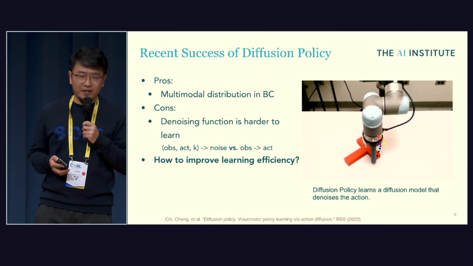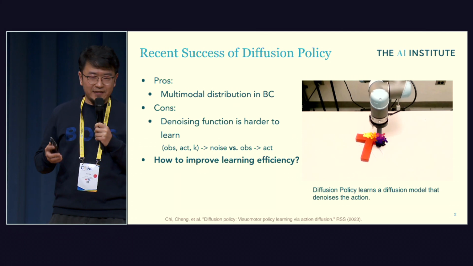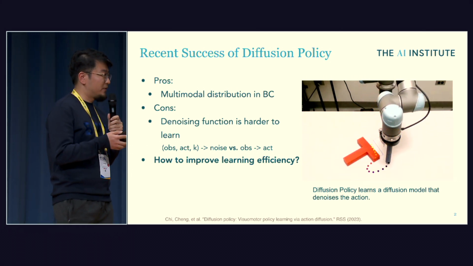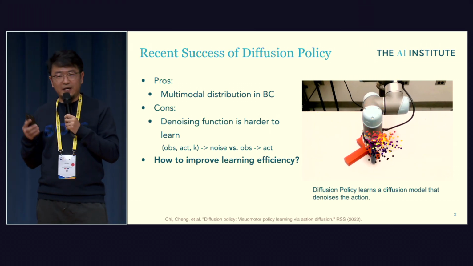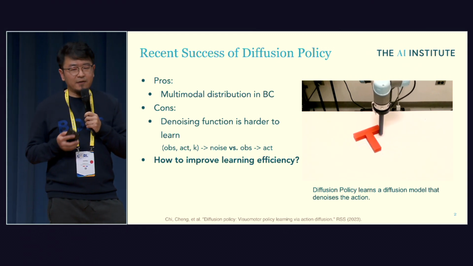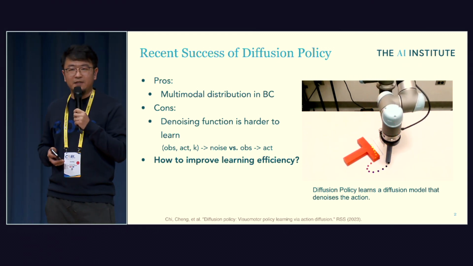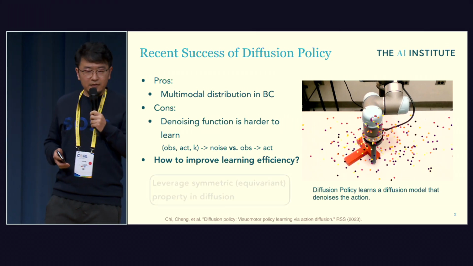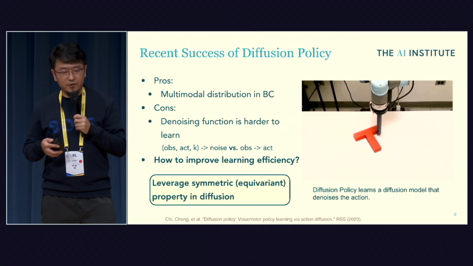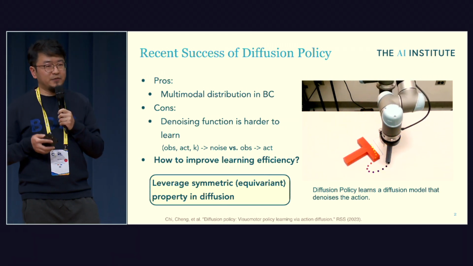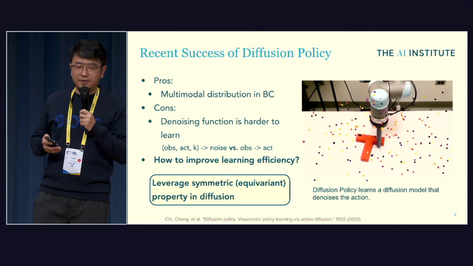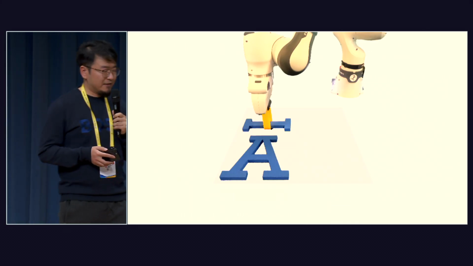So if you have ever trained a diffusion policy yourself, you might have noticed that although at the end of the training process, it can give you very good, smooth trajectories, it typically requires more data and training time. So this poses a key question: how can we improve the learning efficiency of diffusion policy? In this work, we propose to leverage the symmetric or equivariant properties in the diffusion denoising process to improve diffusion policy. Let me first introduce this idea with an illustrative example.